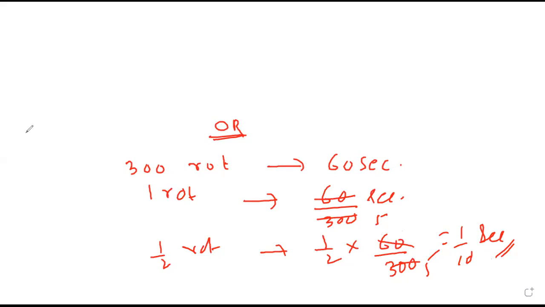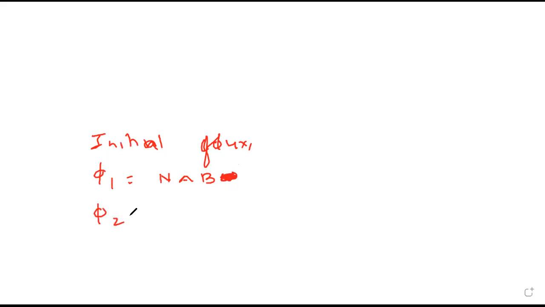Done, sir. So initial flux, phi 1, is nothing but NAB omega at any instant. Phi 2 is NAB into cos omega t.